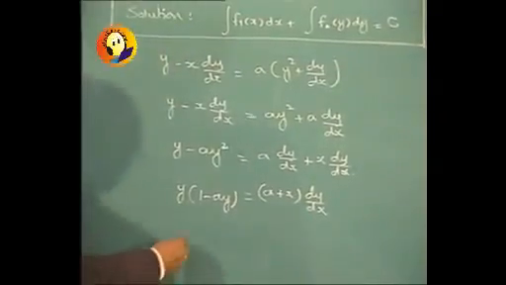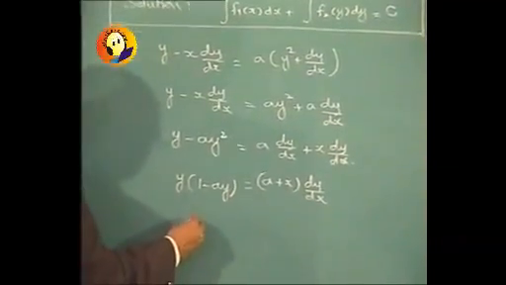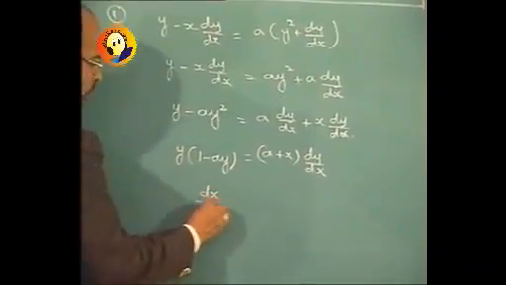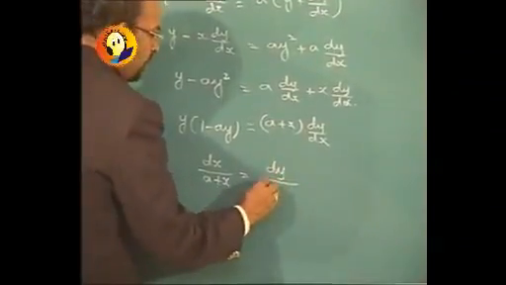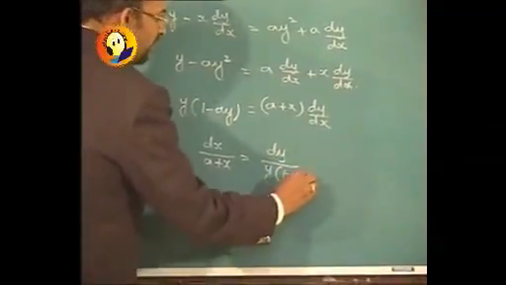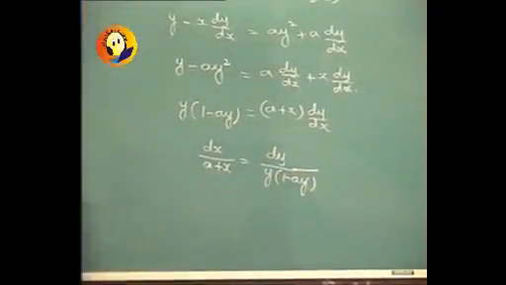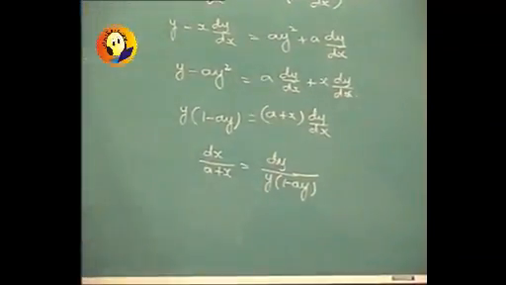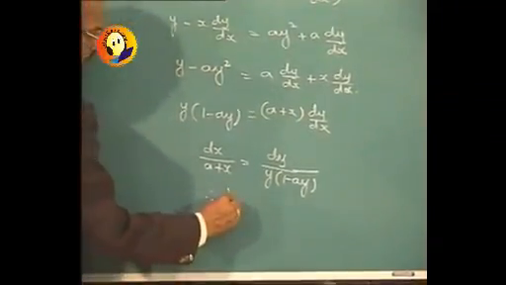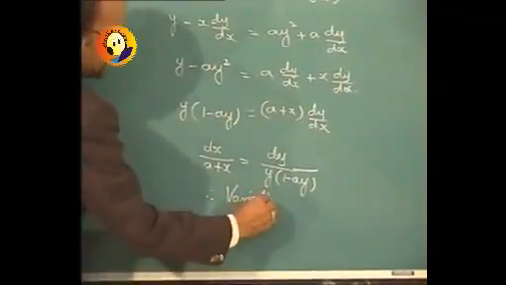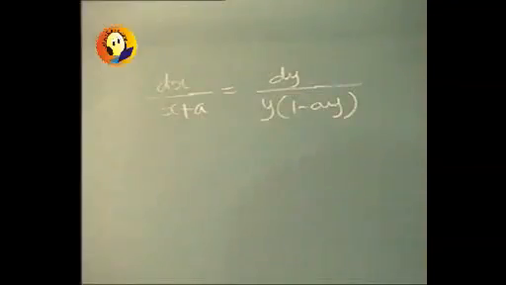Now to proceed with the solution, we will have to separate out these variables, and it will be written as dx upon a plus x is equal to dy upon y into bracket 1 minus ay. And therefore we can conclude that it is the form called variables separable. So as we separate out the variables, we get dx upon x plus a equal to dy upon y into bracket 1 minus ay.